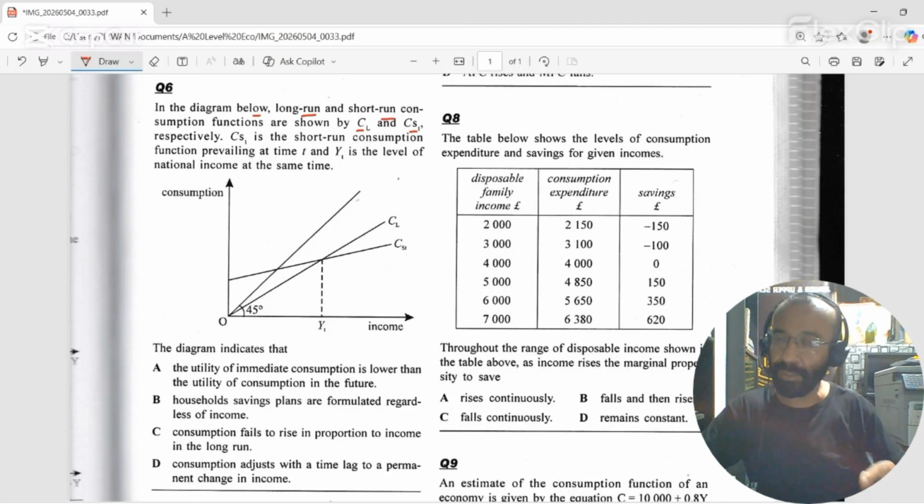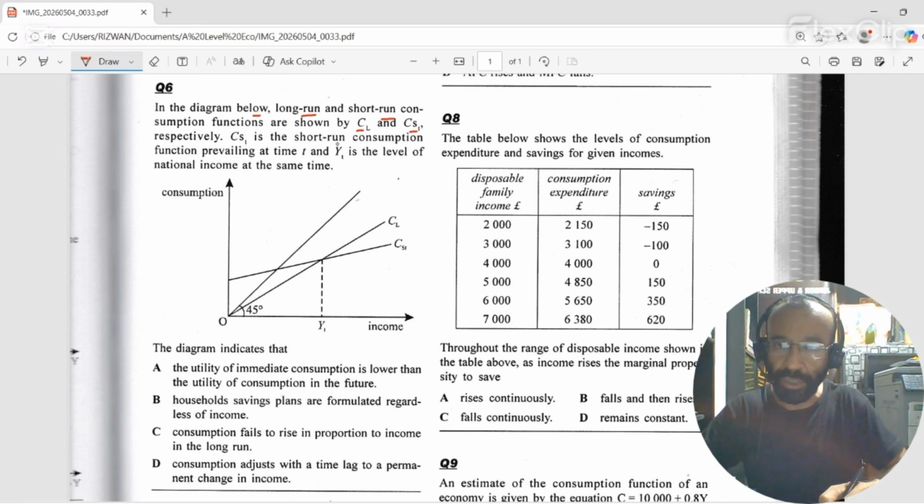Good morning, students. Today we are going to solve a question from the topic of national income determination in the subject of economics A levels. The statement of the question is: in the diagram below, long run and short run consumption functions are shown by CL and CS respectively.